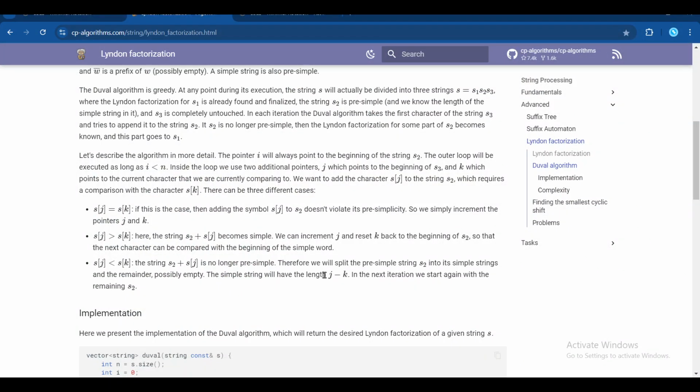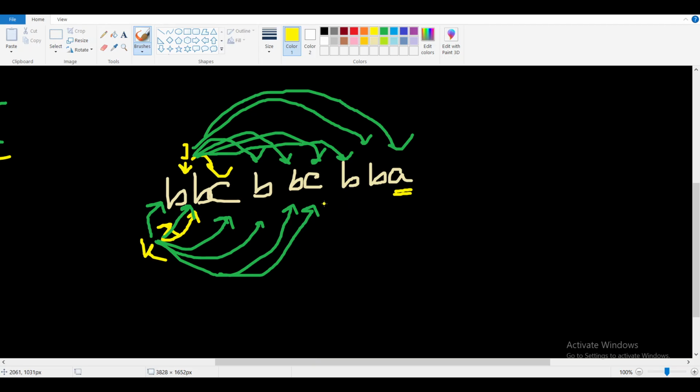The simple string will have the length of j minus k, and the next iteration will start again for the remaining S2. Here k is here and j is here, so j minus k is equal to 3. We'll take all the substrings starting from the ith position. I will be untouched in this iteration and initially pointed to k. We will take length 3 substrings from these strings until I is less than or equal to k. So we'll take this BBC and this BBC, and they will be pushed into the Lyndon factorization.